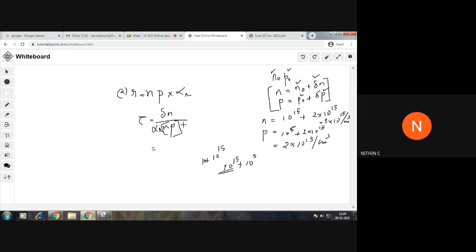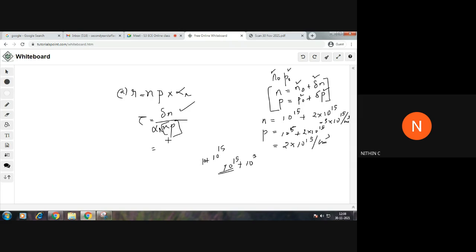The question says carrier lifetime is defined as the excess carrier concentration, that is delta n, divided by the recombination rate. Recombination rate is actually alpha r into n into p. I hope you remember that. In the derivation, the first step was G of t plus G of p is equal to alpha r into np. That is, generation rate is equal to recombination rate. So don't forget to write this: alpha r into n into p.